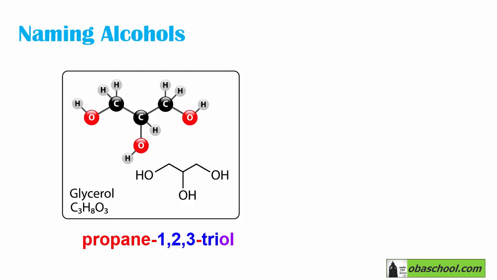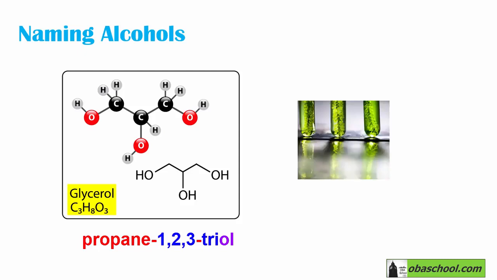So remember that we will use a comma to separate numbers, and when we want to separate a word or a name and a number, we will use a dash. And this compound is also known as glycerol, which may be obtained from the fats and oils found in living organisms.